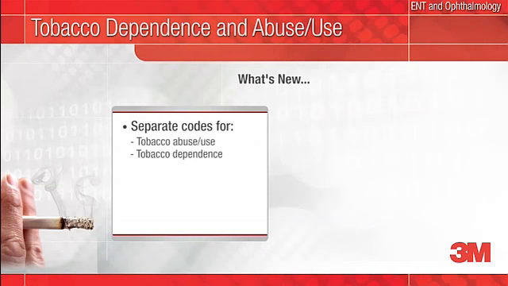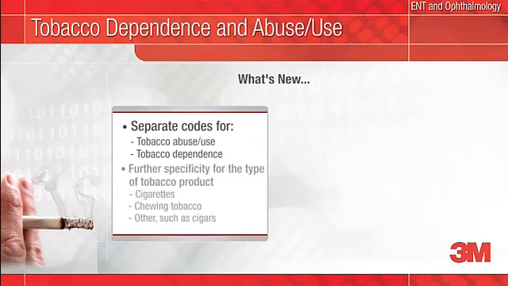According to the Centers for Disease Control and Prevention, most smokers are dependent, and nicotine dependence is the most common form of dependence in the U.S. Additionally, further specificity is provided in ICD-10 for the type of tobacco product dependence, as cigarettes, chewing tobacco, or other, for example, cigars, so this should be documented as well.